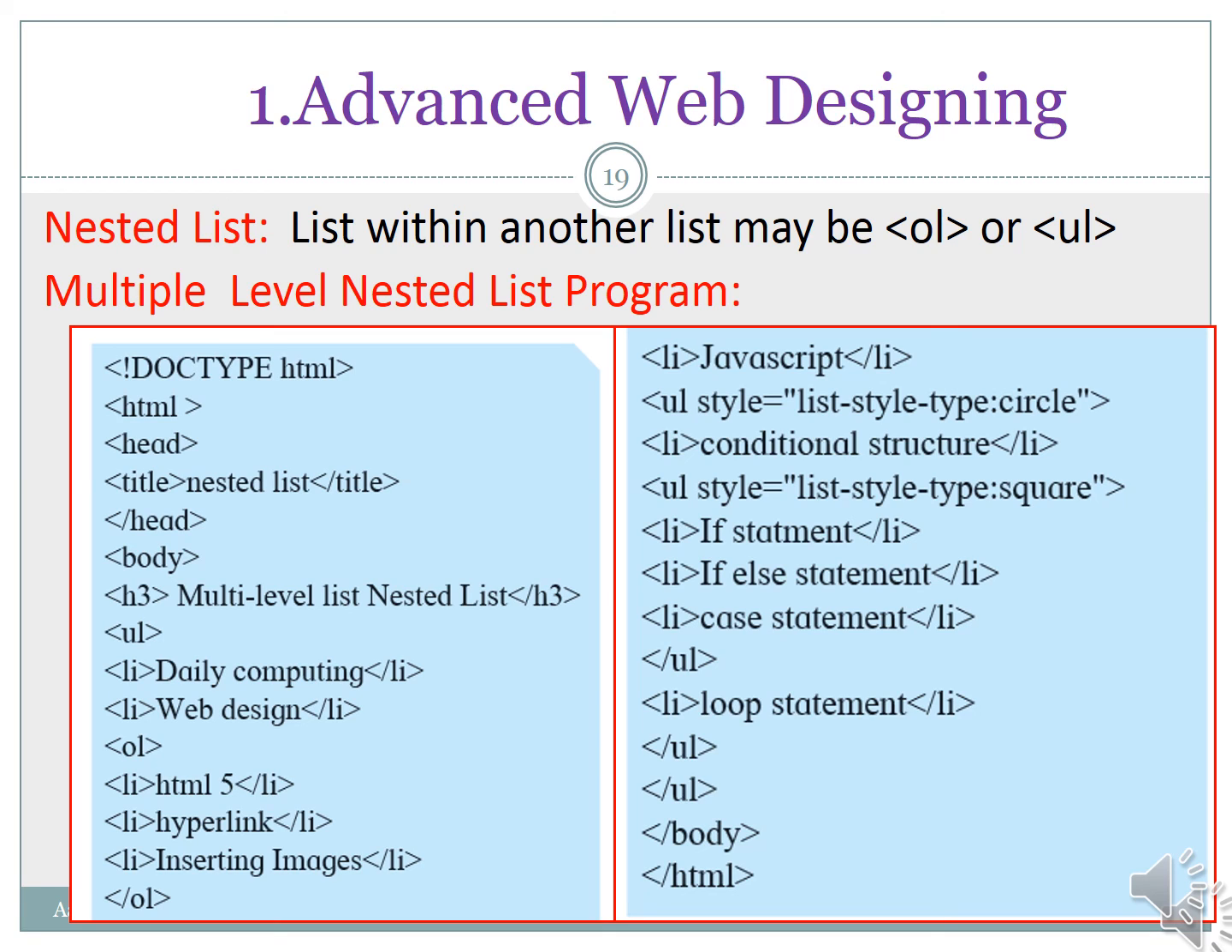Again, under JavaScript, we have used an unordered list with the default list type, and under the list item conditional structure, we have used the square type for the if statement, if else statement and case statement. We have ended that square type and came back to the circle type to display the loop statement.